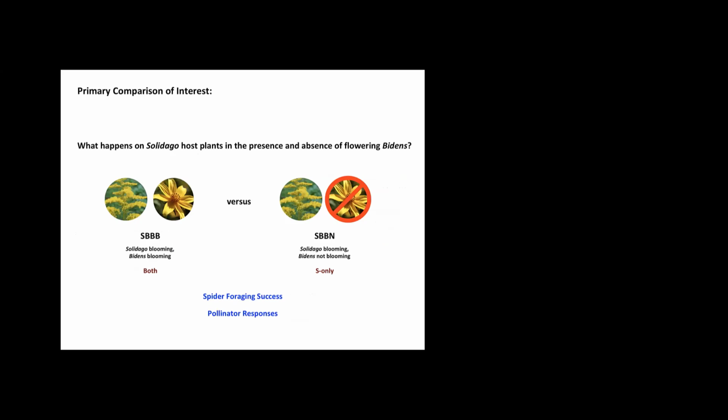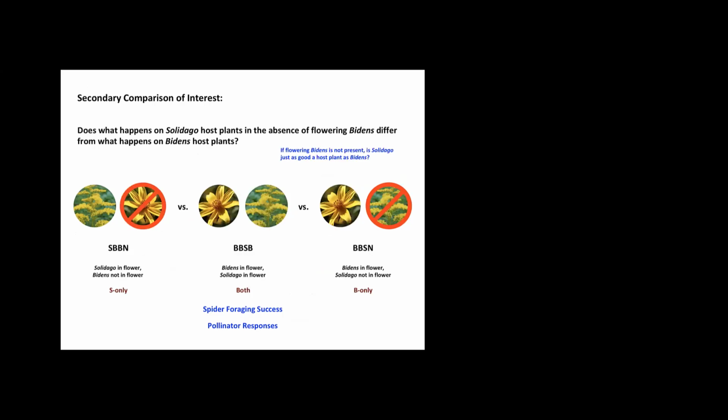Just to remind you, the primary comparison of interest here is what is happening on Solidago host plants in terms of spider foraging success and pollinator responses in the presence and absence of flowering Bidens. Of secondary interest is when Bidens is not present, is Solidago just as good a host plant as Bidens? So does what happens on Solidago host plants in the absence of Bidens differ from what's happening on Bidens?